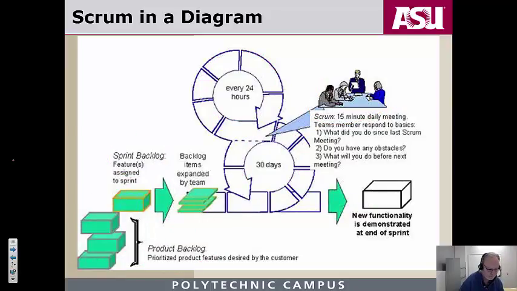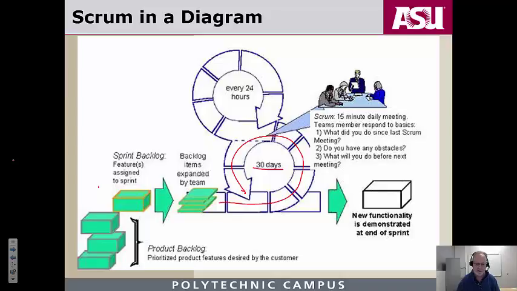Okay. This is the sprint. And here it says 30 days because that Schwaber and Beedle book that I talked about, that a lot of folks use as the initial guidance for Scrum, recommended 30 days. But really, it's up to your organization. It's up to your project.